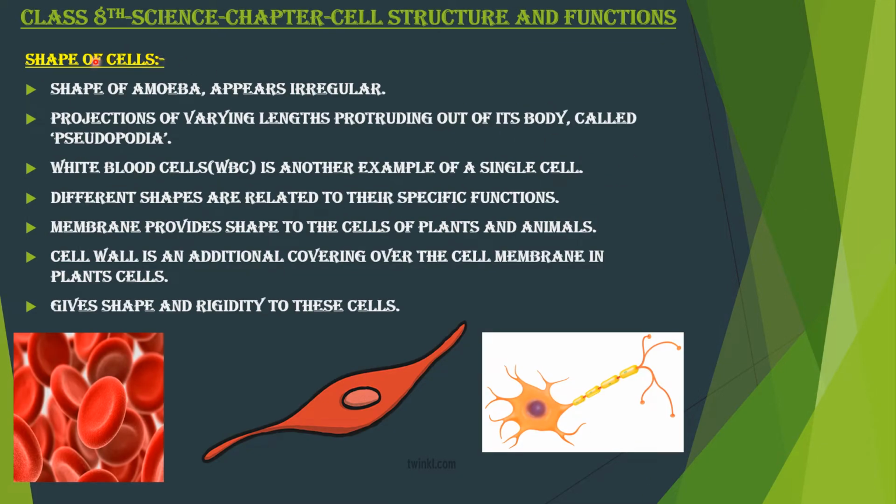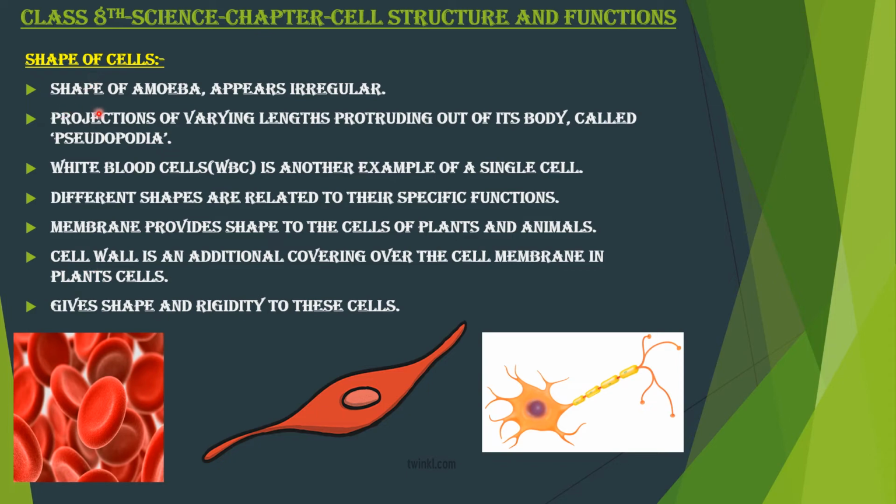Next, shape of the cell. Another unicellular example is the white blood cell present in our body, and others are red blood cells, muscle cells, and nerve cells. In plants there will be a cell wall. You can see here there will be a cell wall, which in animals does not appear. In animals there is a cell membrane which protects us. In plants there is a cell membrane along with the cell wall.